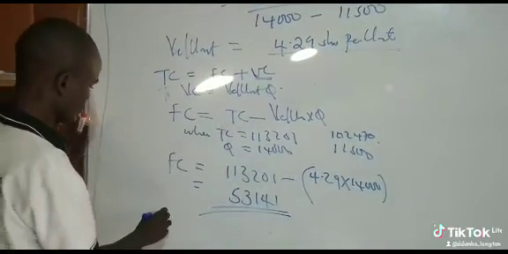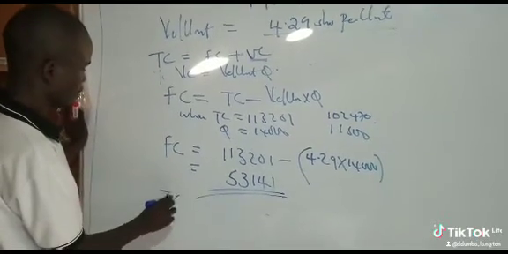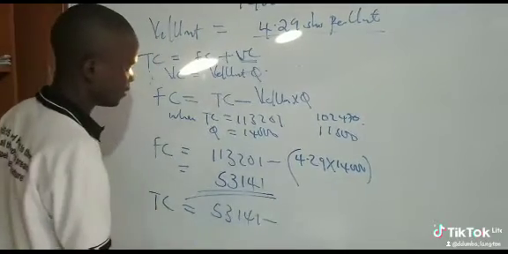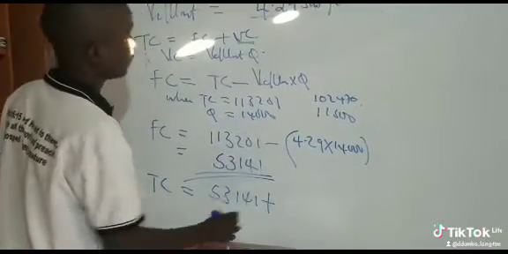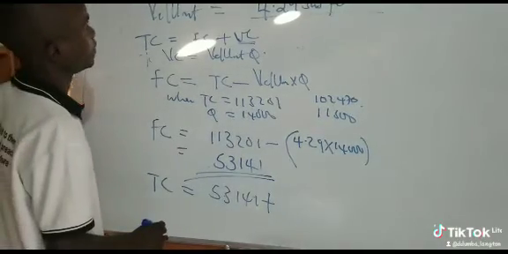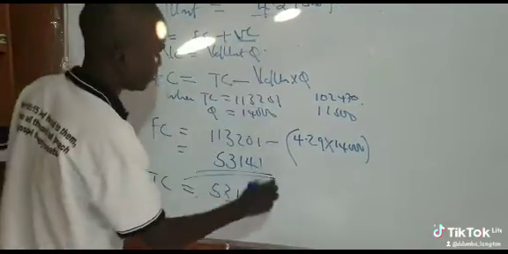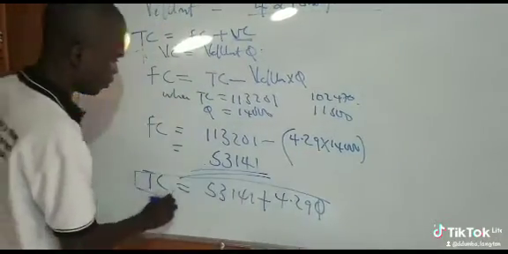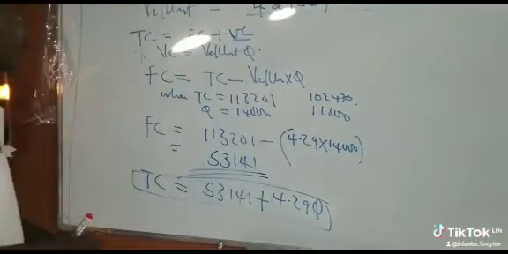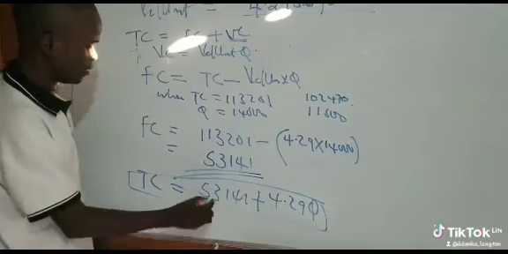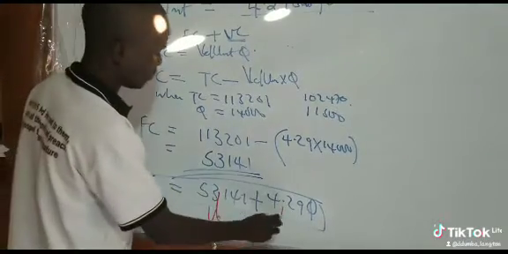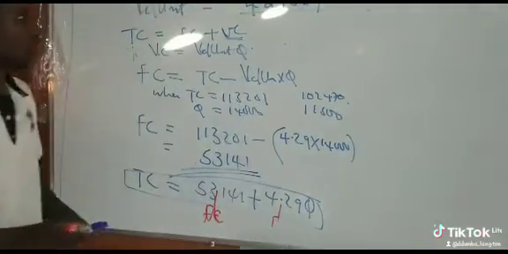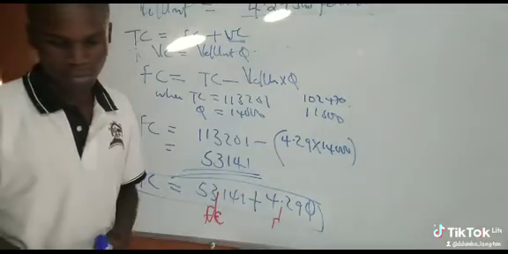Therefore, total cost equals fixed cost, which is 53,141, plus variable cost per unit, 4.29 shillings per unit, times quantity. So this is the expression. We have analyzed it into variable cost and fixed cost: this is our fixed cost and this is our variable cost per unit. But the number of units changes depending on how much you produce.